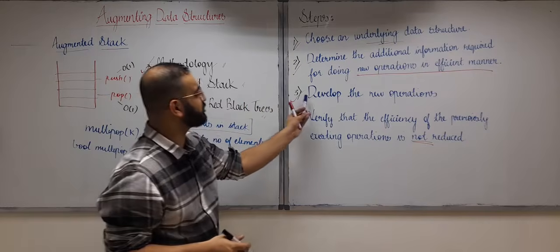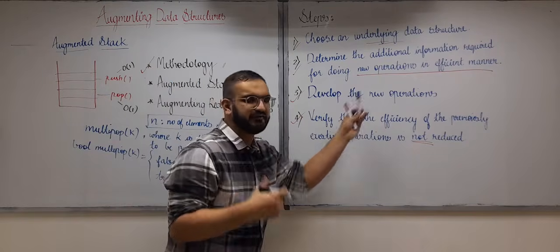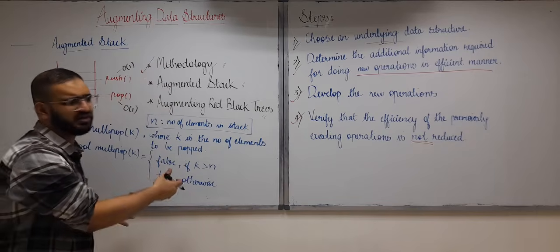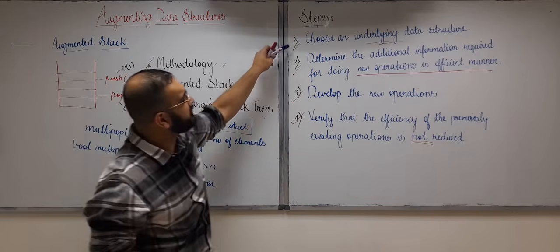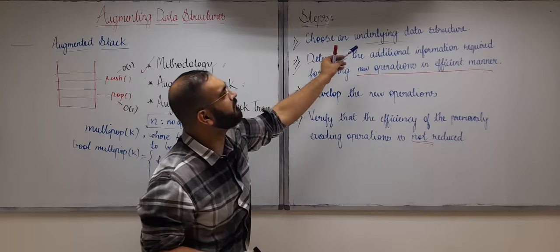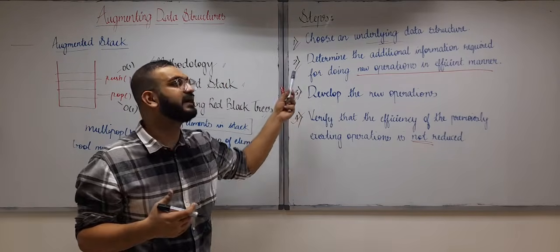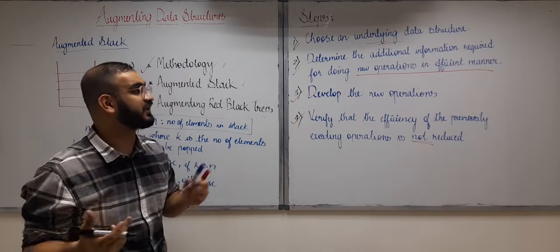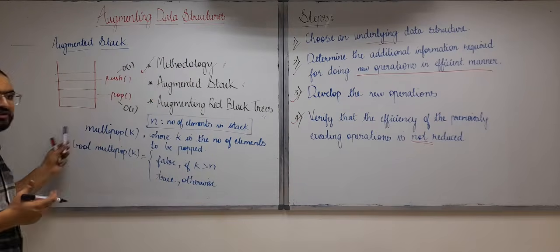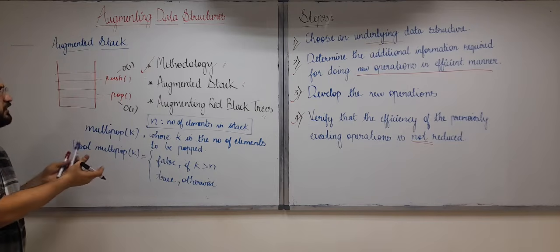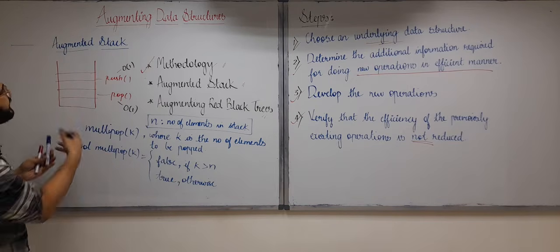So here we actually did the third step, where we developed the new operation, or learned how this operation will work. It is very simple. I forgot to mention the first and second steps. In the first step, we chose a data structure. Here we chose a stack. And what does the second step say? Determine the additional information required so that you can perform this new operation efficiently. In the case of multi-pop of k, we do not need to store any new information.